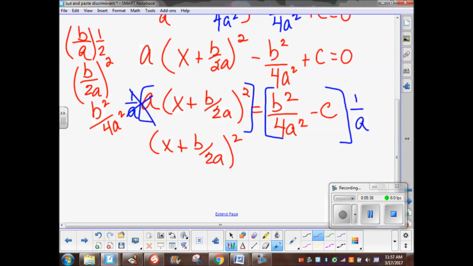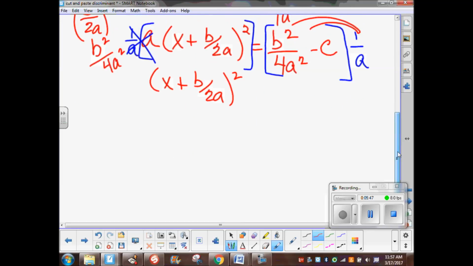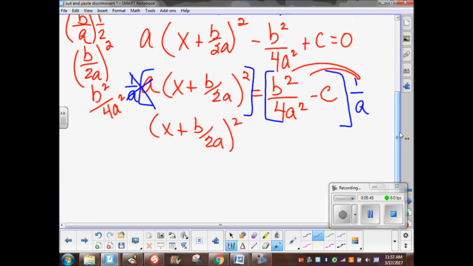Now I've got to distribute that 1 over a to what's on the right-hand side there. So b squared divided by 4a squared times 1 over a. So I'm just going to go over here to my scrap paper and do this. What does that end up giving us?